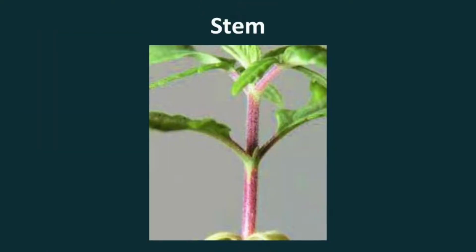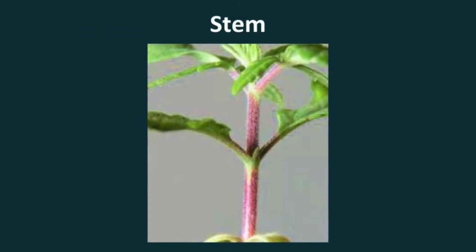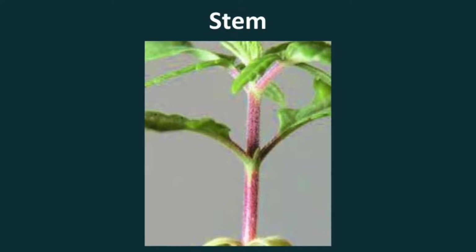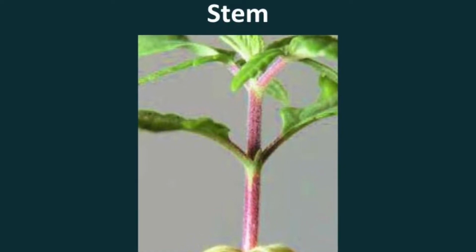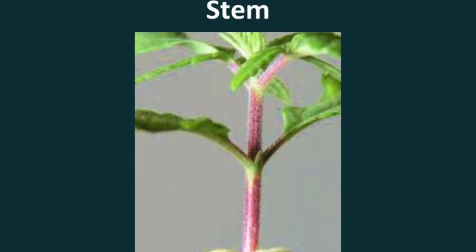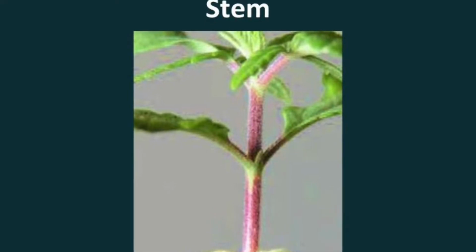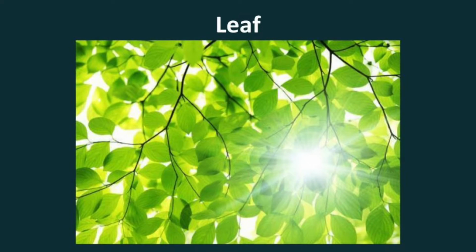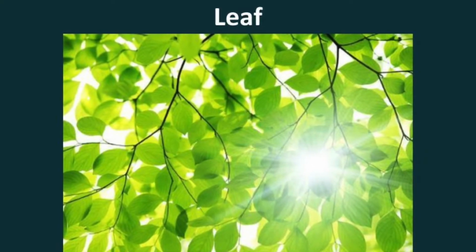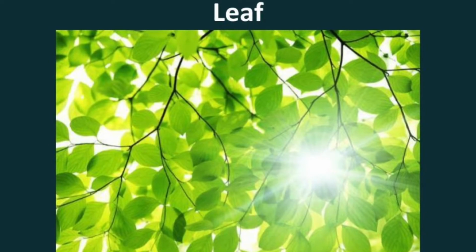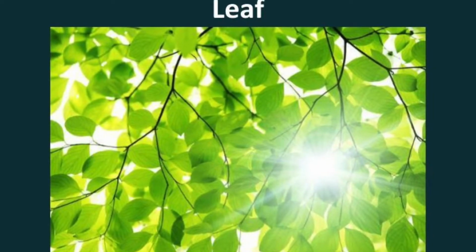The stem's main function is to provide support to the plant, holding up the leaves, flowers, and buds. Stems can also store food for the plant, and they send water up and down the plant to its different parts. The main job of the leaf is to produce food for the plant through photosynthesis. Chlorophyll, which makes plants green, absorbs light energy and makes it into food for the plant.